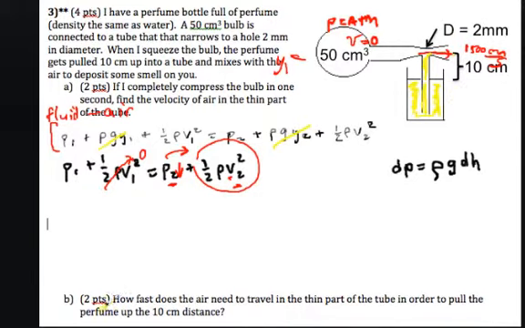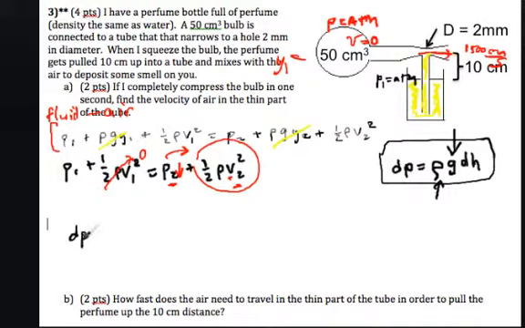So the second question is, how fast does the air need to travel in the thin part of the tube in order to get the perfume pulled up the 10 centimeters? Well, this is the equation that we need to look at now. We know we've got to pull this thing vertically 10 centimeters. That means we're fighting gravity and using the density of the liquid, pulling it up 10 centimeters. What is the change in pressure? What's the initial pressure? It's probably atmospheric pressure. So P1 is atmosphere.